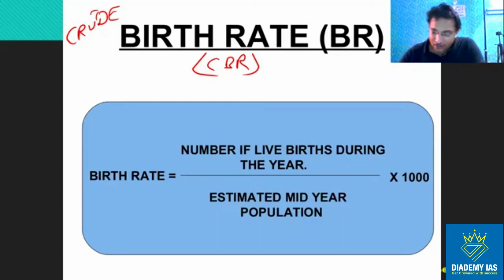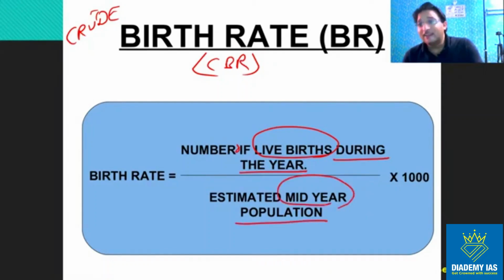So starting from the birth rate or crude birth rate, it means the number of live births. Live birth means those children who did not die at the time of birth during the year, divided by the estimated mid-year population. Why are we taking the mid-year population? Because this is the average of the start of the year and the end of the year. So this gives the average population, right? That is why we are taking the mid-year population, multiplied by 1000. So this is the birth rate.